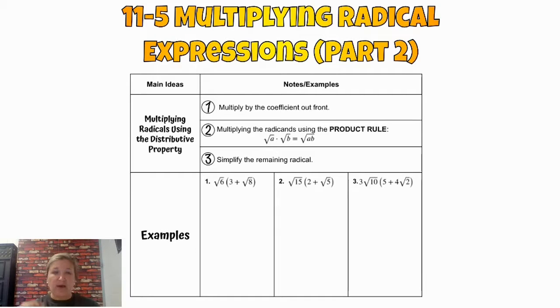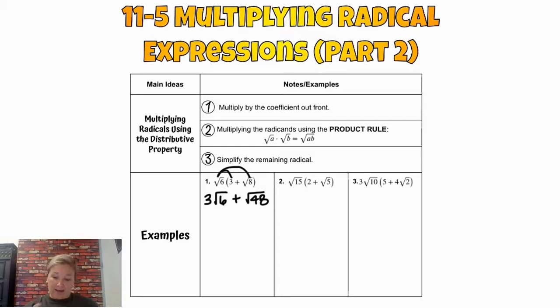So our first example, we have the square root of 6 times 3 plus the square root of 8. So here's what we're going to do first. We're going to distribute this square root of 6 to both of those. So this is going to be 3 square root of 6 plus the square root of 48. So 48 comes from 6 times 8. So that is what goes there.